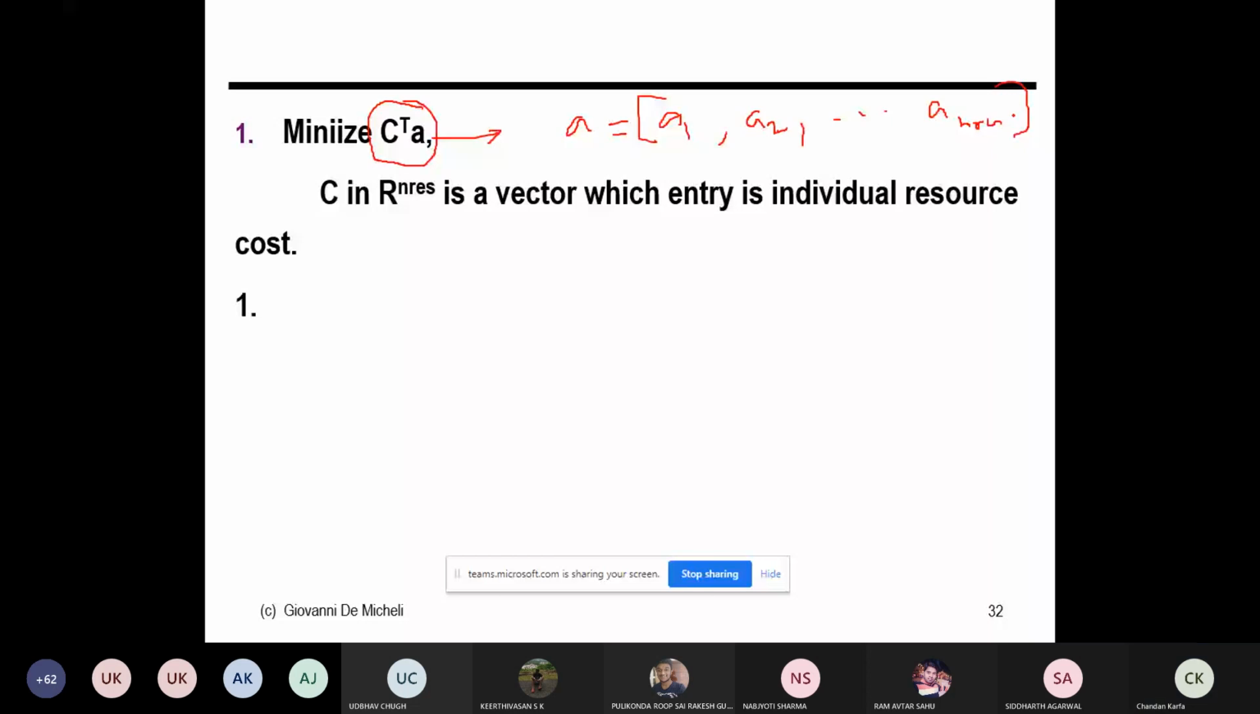And C is what? C is now a fixed constant vector, which is the cost of each individual operation, right? So this is again a constant vector, which is basically the cost of operation 1. So if it is, say, 1, then 2, then 10, and so on, it means the cost of performing operation 1 is 1, the cost of performing operation 2 is 2, the cost of performing operation 3 is 10, and so on, right?